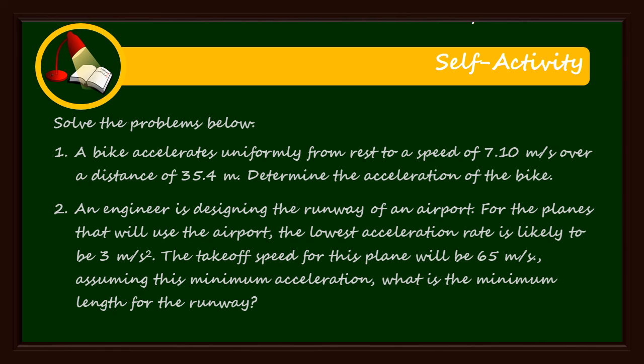Number 2. An engineer is designing the runway of an airport. For the planes that will use the airport, the lowest acceleration rate is likely to be 3 meters per second squared. The takeoff speed for this plane will be 65 meters per second, assuming this minimum acceleration. What is the minimum length for the runway?